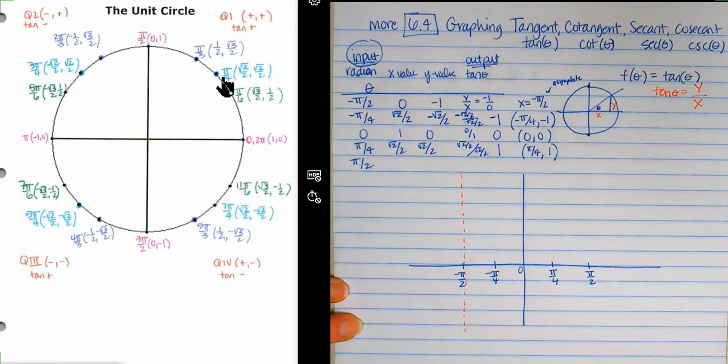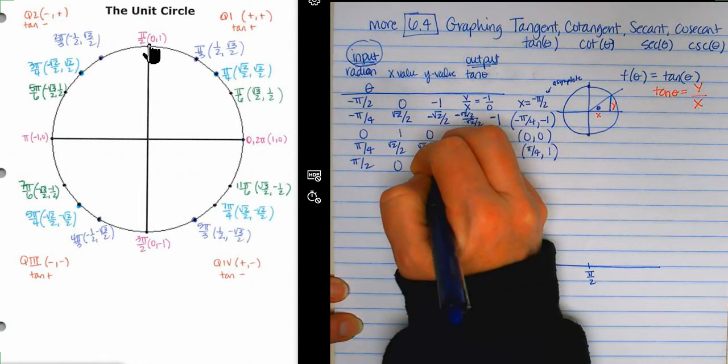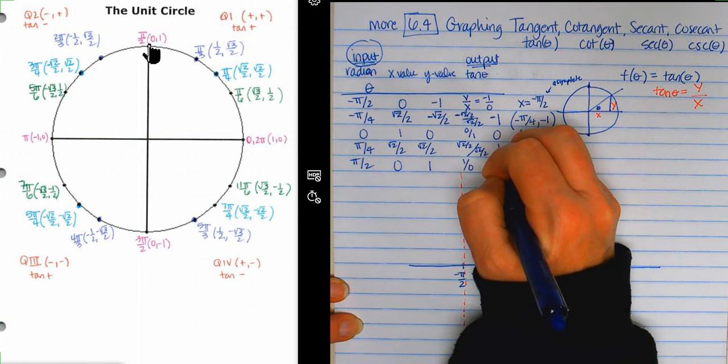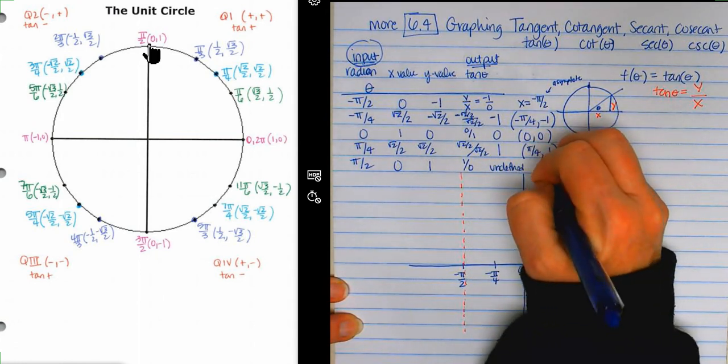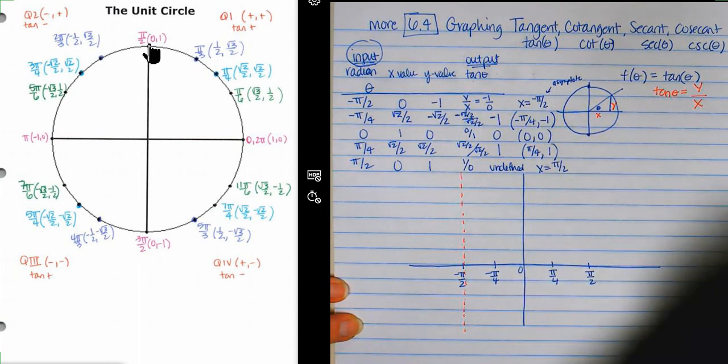And at pi over 2, I'm up at the top of the circle, the northmost point, and I have 0 for x and 1 for y. That's 1 over 0. That is also undefined. It's an asymptote, x equals pi over 2. So I'm going to draw that in.